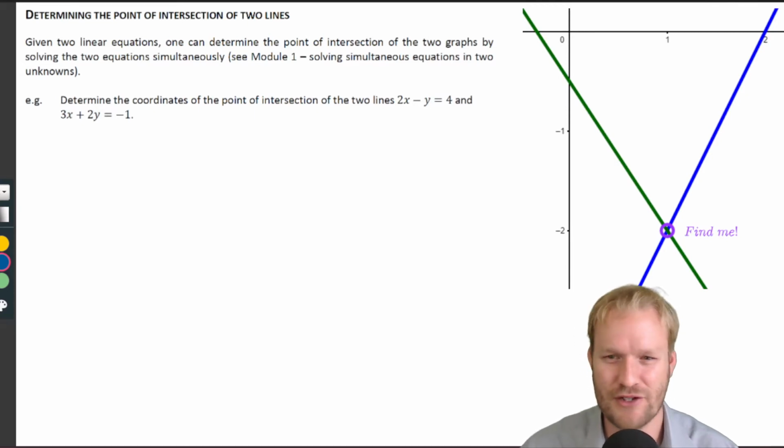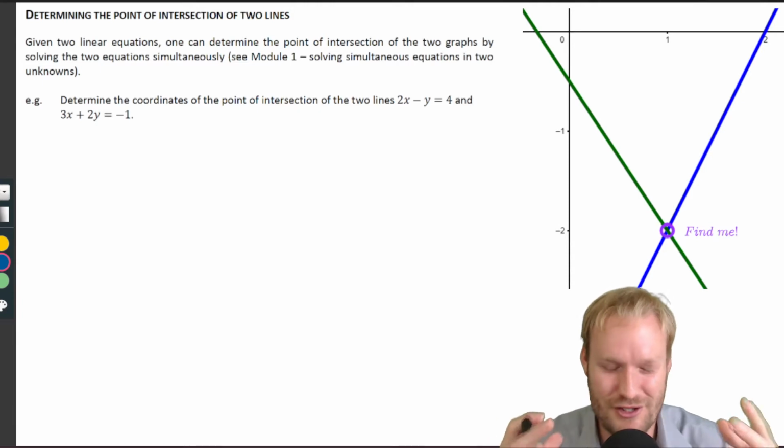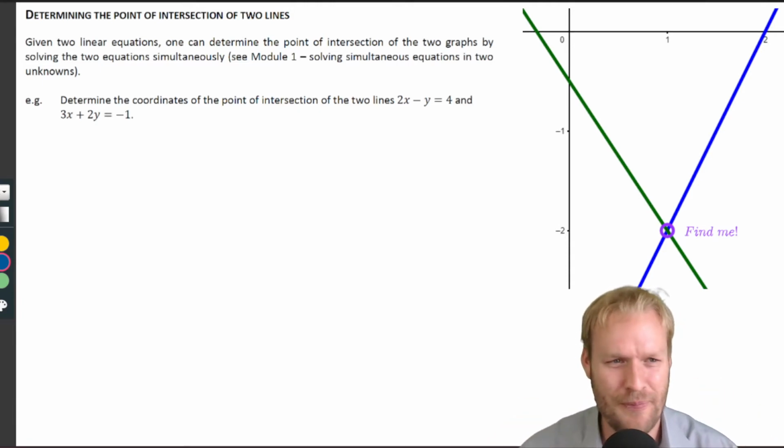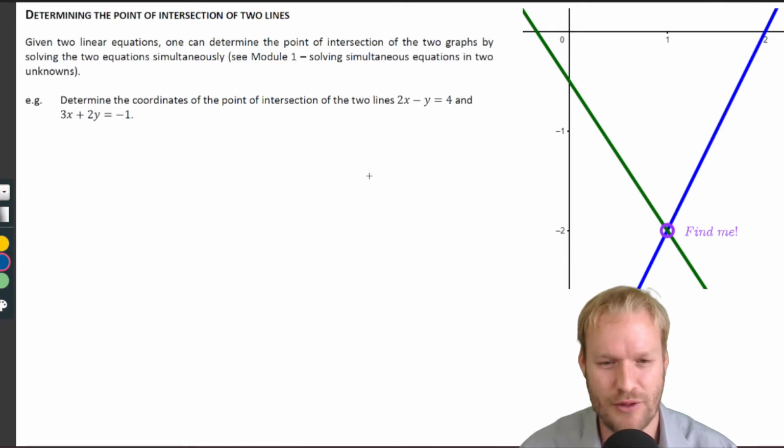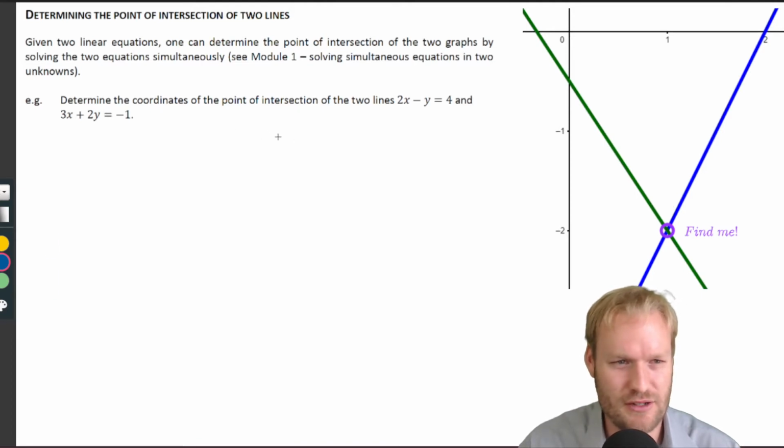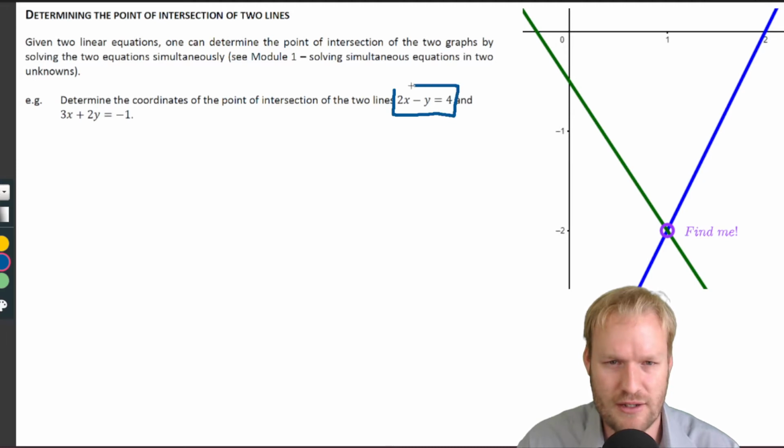Determining the point of intersection of two lines. So we could get asked this question with a picture, and I've drawn my picture. If you've watched these videos, you'll know the visual is so important just to get a sense of what's going on. Or we could get asked the question just straight up with text and without the picture. So I've drawn the picture here of the question that's given. It says, determine the coordinates of the point of intersection of the two lines 2x minus y equals 4 and 3x plus 2y equals minus 1.